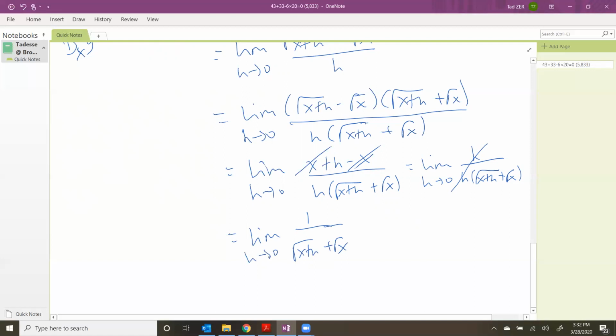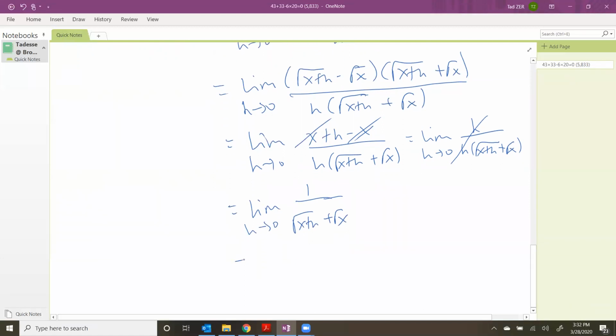Now, this limit is defined, so I can plug in. So it will give me 1 over radical of x plus 0 plus radical x, which is 1 over radical x plus radical x, which is 1 over 2 radical x.